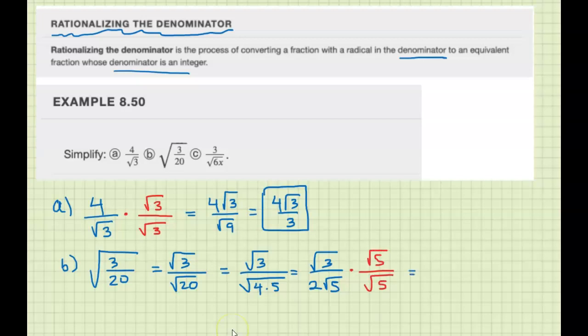This keeps the numbers smaller if you simplify first. So square root of 3 times square root of 5 is square root of 15. Then we have 2 times square root of 25. We get square root of 15 over, square root of 25 is 5, 2 times 5. So this is square root of 15 over 10. So we rationalized that denominator.